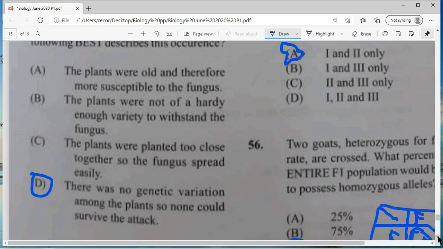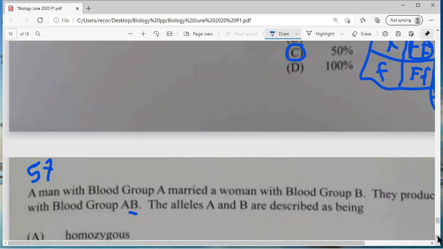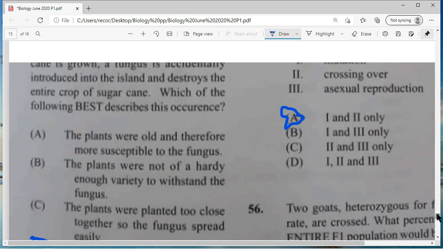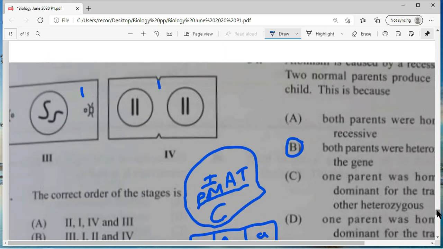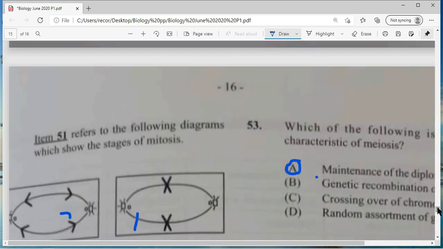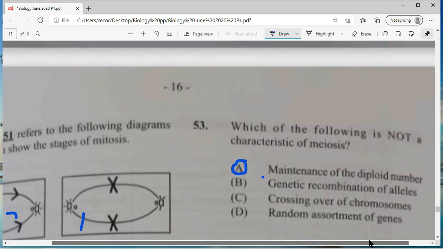There was no genetic variation among the plants, so none could survive the attack. Remember at all times that sugarcane is asexually propagated, and a disadvantage is that it lacks variation, so it becomes susceptible to disease should there be an outbreak of any particular disease. This is a good example of a disadvantage of asexual reproduction.